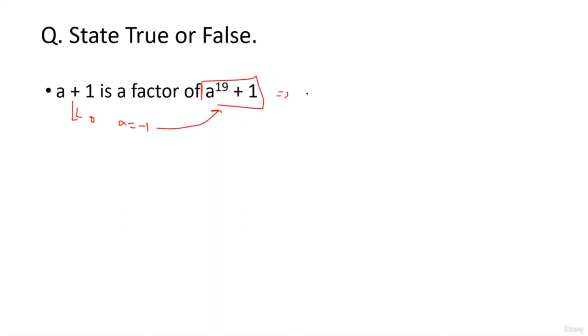Does it give you 0? Let's check. We'll put minus 1 in place of a. So minus 1 raised to 19 plus 1. Minus 1 raised to 19 is nothing but minus 1 only. It's an odd power. Plus 1 is 0. That means a plus 1 is a factor. Okay, that is also one more way out.